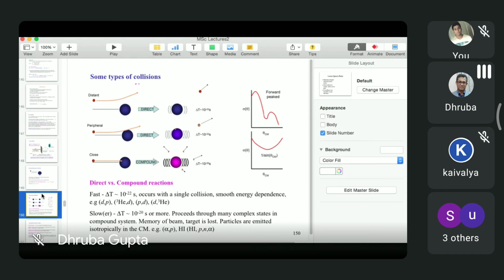So if you compare the direct versus the compound reactions, the direct is a fast reaction, 10 to the minus 22 or 10 to the minus 23 seconds, occurs with a single collision, and there is a smooth energy dependence. There might be dp, that is a deuteron is incident and a proton goes out. There might be helium-3 d, that is a helium-3 is incident and a deuteron goes out. There might be pd, that is a proton is incident and a deuteron goes out. Accordingly, you also adjust the residual nucleus because you have a target. So in the case of pd, the proton actually picks up a neutron and becomes a deuteron, so the residual nucleus will have one less neutron than the target nucleus. Do you understand that?